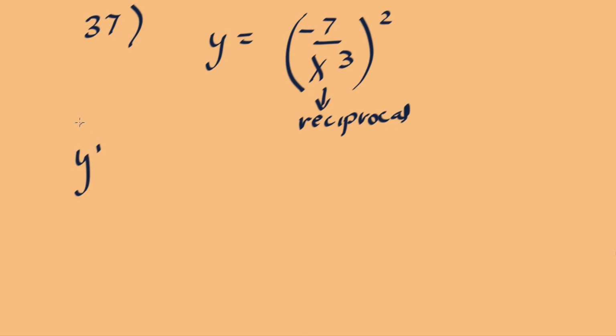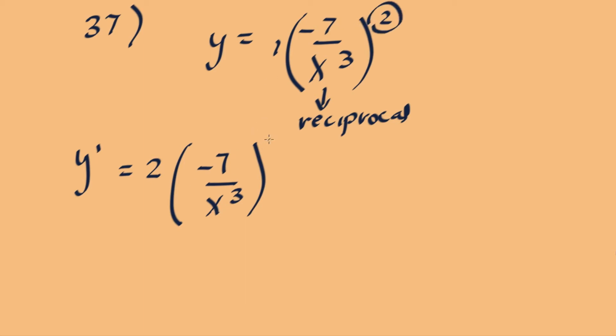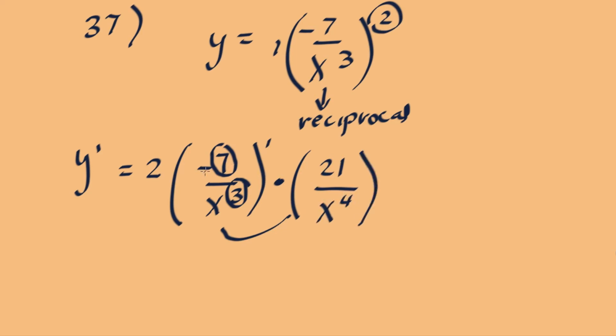Now using the chain rule, we multiply 2 and 1, that's 2, and then copy the base, negative 7 over x cubed, the base of the exponent 2. 2 minus 1 is now 1. And then this is the chain part: multiply this by the derivative of the reciprocal 7 over x cubed. This is where the shortcut for the derivative of a reciprocal is applied. You multiply 7 and 3, that's 21, over x to the 3 plus 1, 4. And then from negative, we switch to positive.